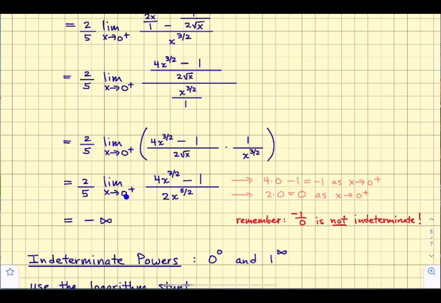Notice, as x goes to 0 from the right, the numerator, this term, is going to 0, but this term is remaining a minus 1, so the numerator is going to minus 1. The denominator is going to 0, so this is going to a minus 1 over something that's getting closer and closer to 0. Notice that is not an indeterminate form.